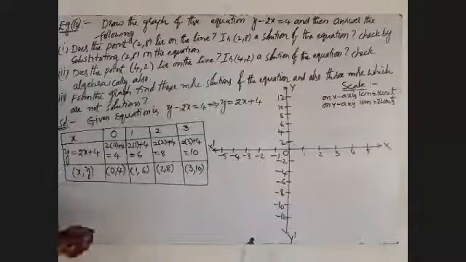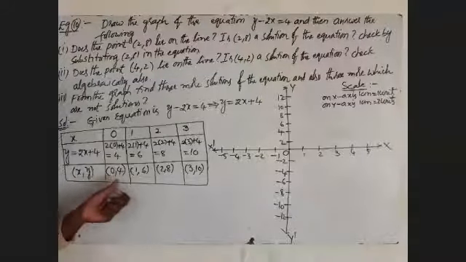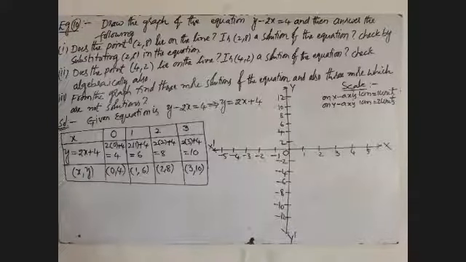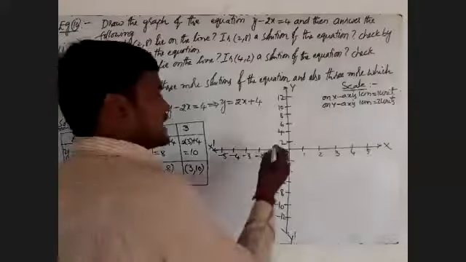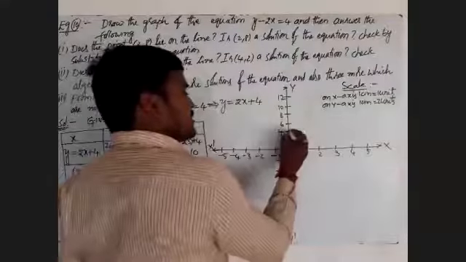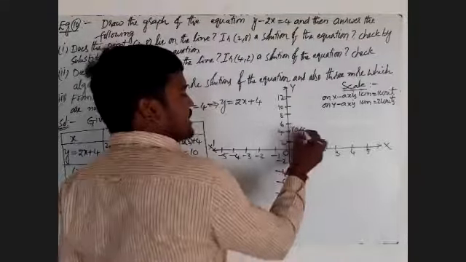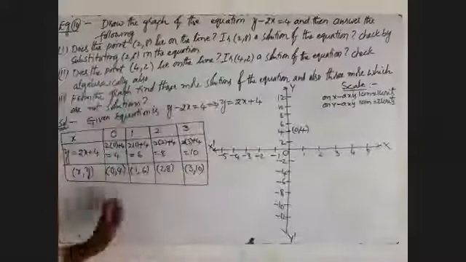First, we'll plot the point 0, 4. We observe that its x coordinate is 0, which means the point lies on the y-axis. That is the point named 0, 4.